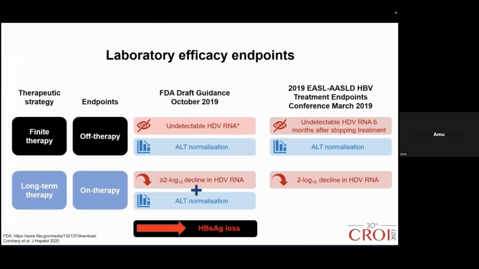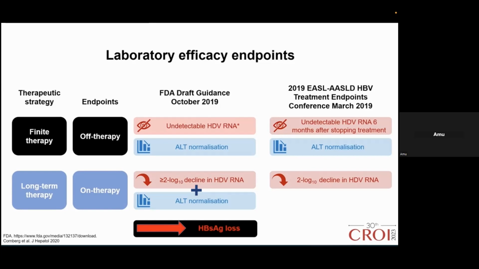Thus, surrogate markers for clinical improvement consisting of normalization of ALT and virologic suppression have been used to measure efficacy of treatment. In terms of laboratory efficacy endpoints that have been suggested for drug development, goals include undetectable hepatitis D RNA and hepatitis B surface antigen loss. Off of treatment, ideally, in a high percentage of patients, or at least with tolerable treatment.